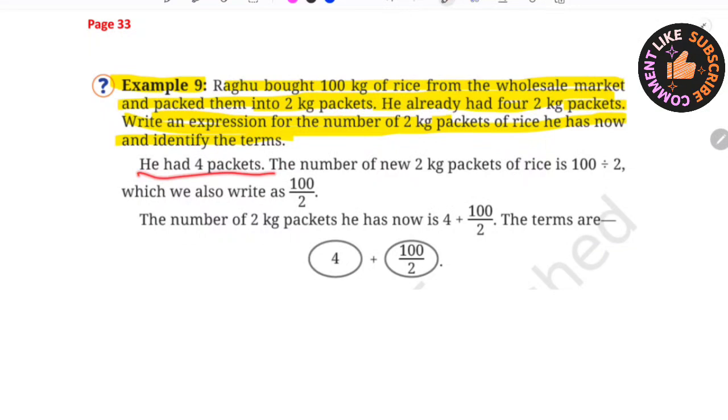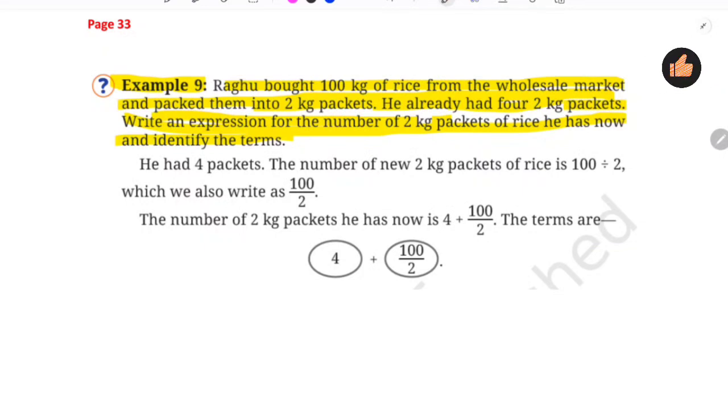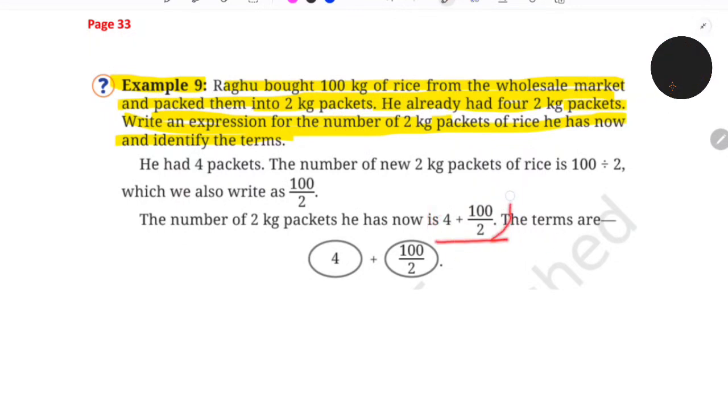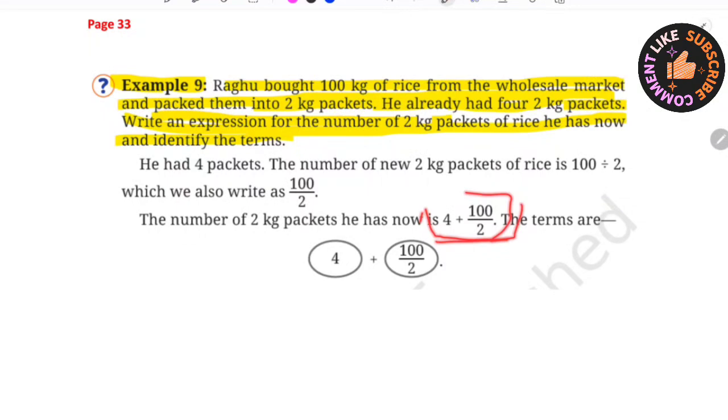So he had already 4 packets. The number of new 2 kg packets of rice is 100 divided by 2. The value 50 is not asked here, only the expression we have to write. So the number of 2 kg packets he has now is 4 plus 100 divided by 2. 4 he is already having, and 100 kg he brought and divided into 2 kg packets. This is the required expression. What about the terms? 4 is one term, and 100 divided by 2 is another term.